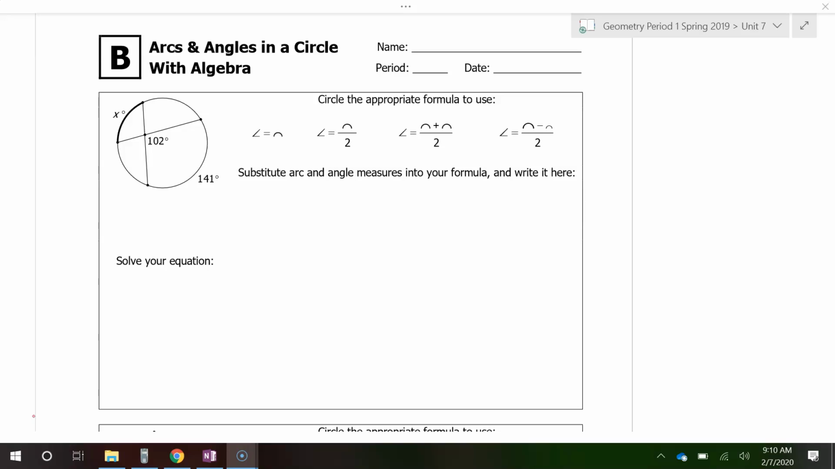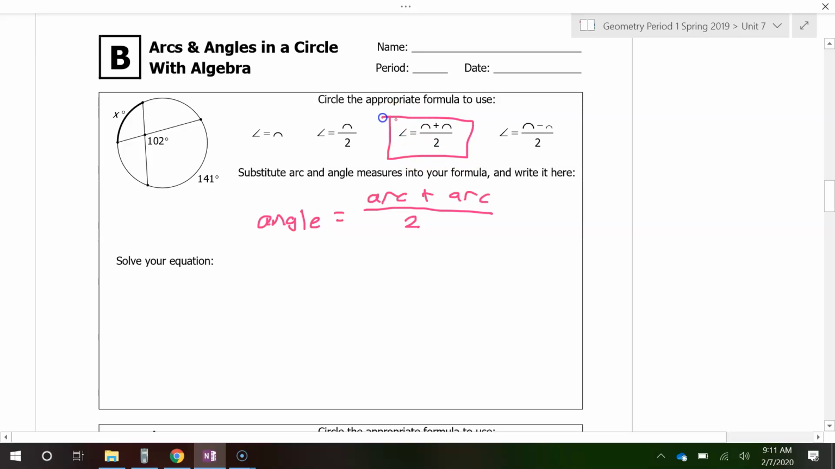So I see that the angle is inside the circle. So which one of these formulas am I using? And you can word it the way we always word it. Angle equals arc plus arc divided by 2. This is the formula that we use for when we are inside the circle. Arc plus arc divided by 2.